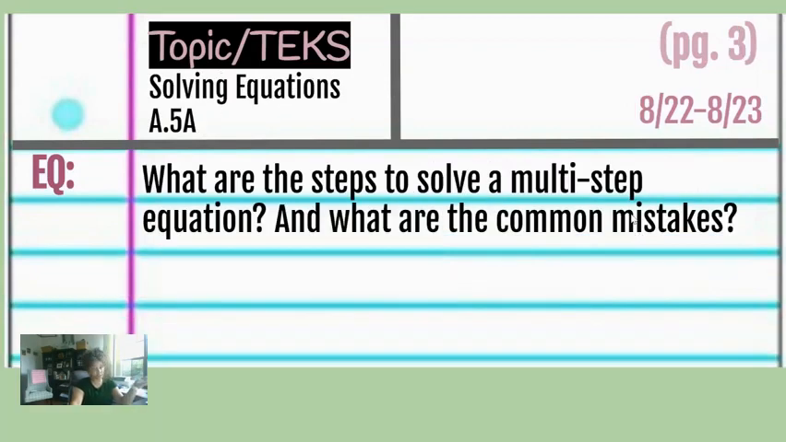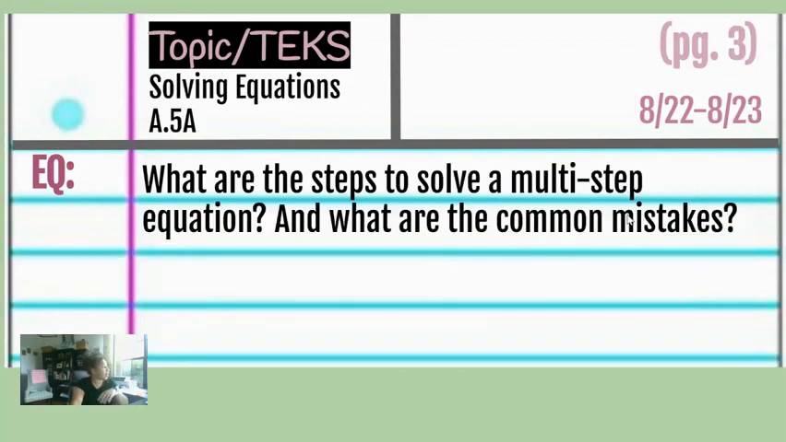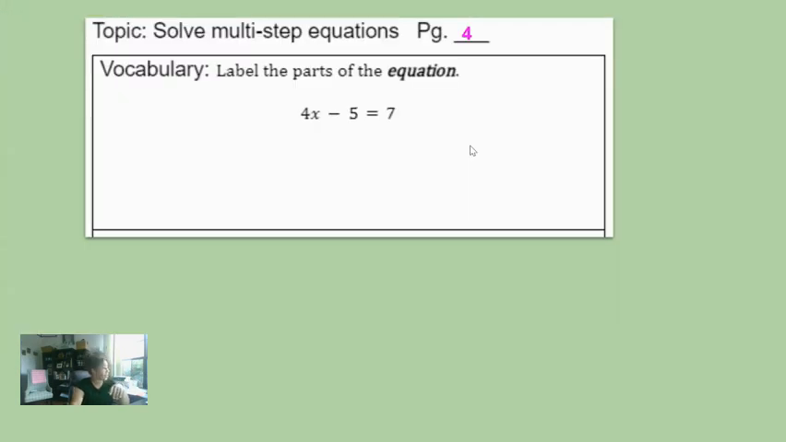Now today's essential question. So if I'm going too fast, pause the video. You can pause the video. It's fine. So I'm going to go pretty fast. What are the steps to solve a multi-step equation? What are the common mistakes? So now we're going from simplifying expressions to solving multi-step equations. You're going to put the page number, today's date, and all the jazz.